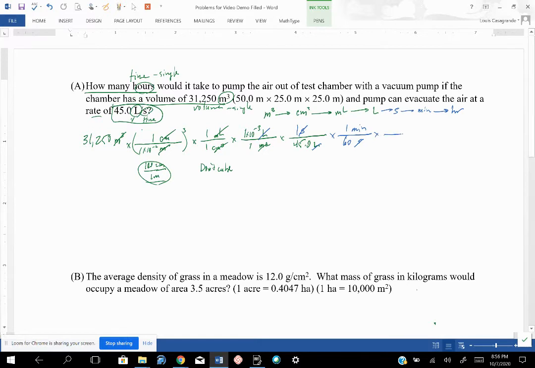Now we want to convert from minutes to hours. So I have hours up on top. I have minutes down below. And I know that there's 60 minutes in 1 hour. Cancel out the minutes. And now I have hours, which is the unit that I'm looking for.